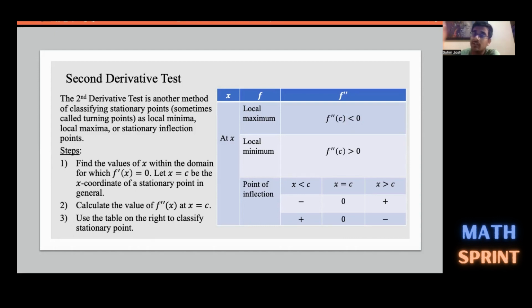If f double dash of c is negative, then the function is concave down. And if it's concave down at the critical point, then you know what that means. It's a point of local maximum. And if f double dash of c is positive, then the function is concave up, and x is equal to c is a point of local minimum.